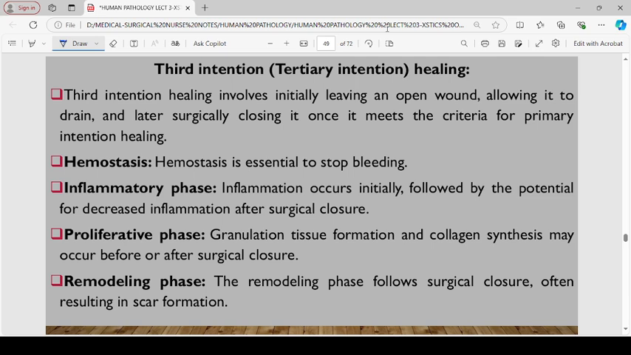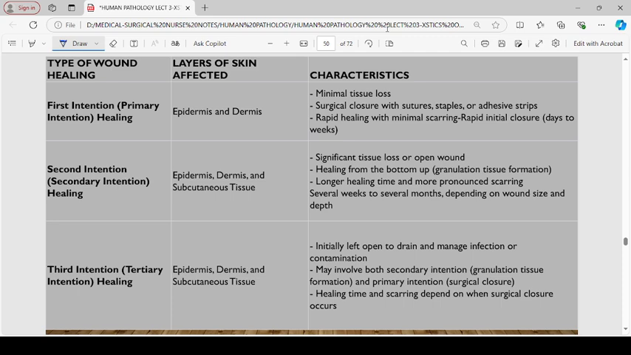So this one involves hemostasis, inflammatory phase, proliferative, and remodeling phase. If you compare all the types of wound healing, first intention, second intention, third intention, in terms of layers of tissue affected, you find that the epidermis and dermis will be affected in the first intention, while secondary intention deals with a wound where the epidermis, dermis, and subcutaneous tissue have been affected. In healing by third intention, the affected layers usually are the epidermis, dermis, and the subcutaneous tissue, and we have several characteristics for them.